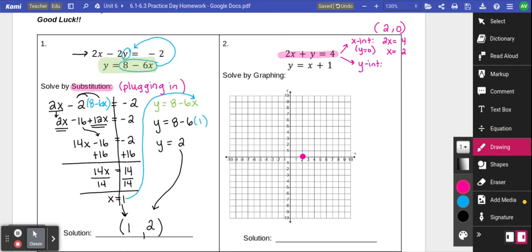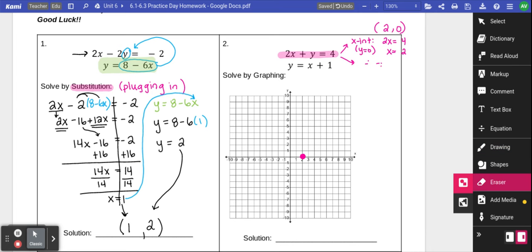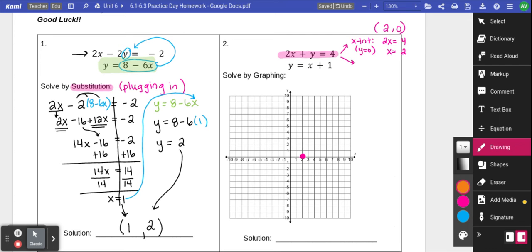In order to find the y-intercept, I'm going to make this a different color so we can see two different points when we make our graph. I'm going to find the place where x is 0. If I replace the x in this equation with 0, I just get y equals 4. So the point on my graph would be (0, 4), which is right here.